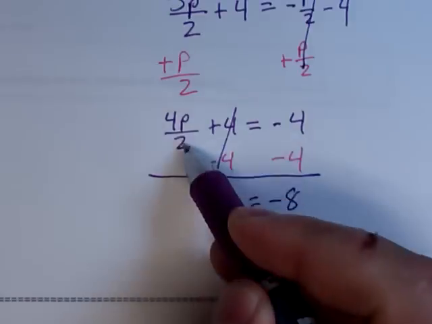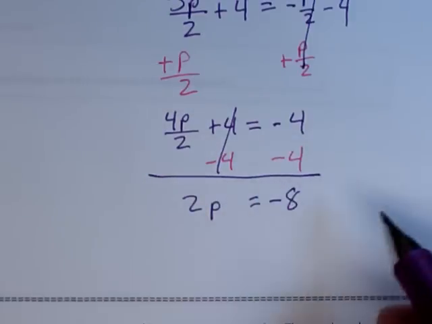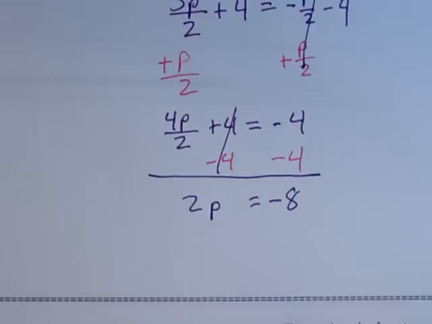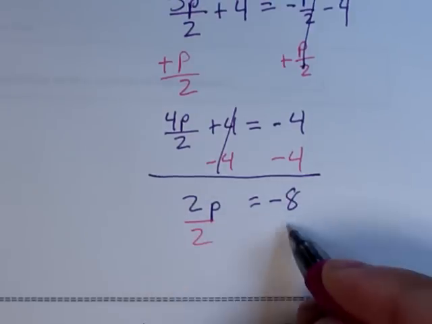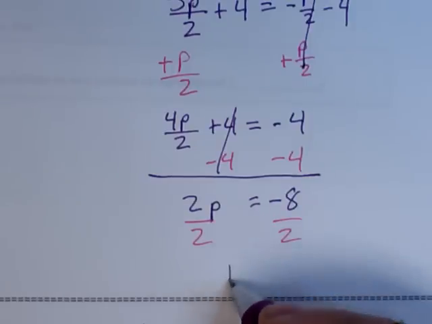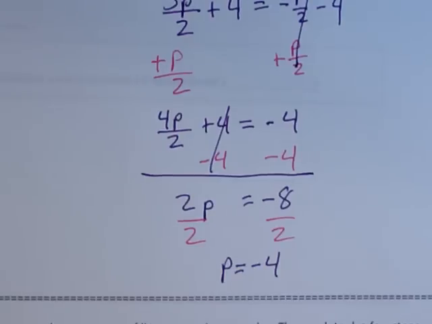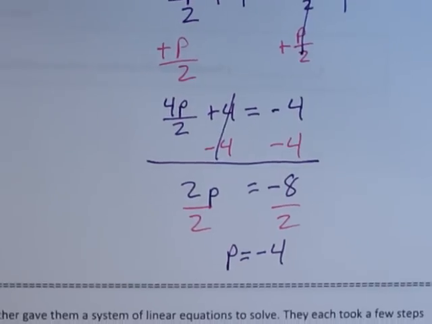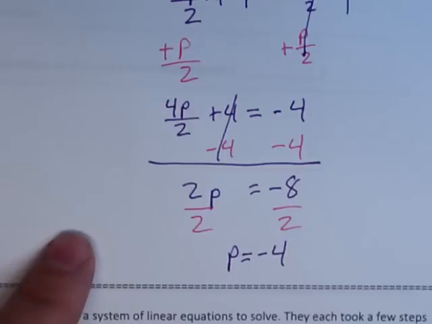I'm going to write 4 over 2p. 4 divided by 2 is just 2, so this is 2p. And to get p by itself, all I have left to do is divide by 2. So p equals minus 4. Okay. It would be a good idea for you to check this by plugging minus 4 back into the equation.